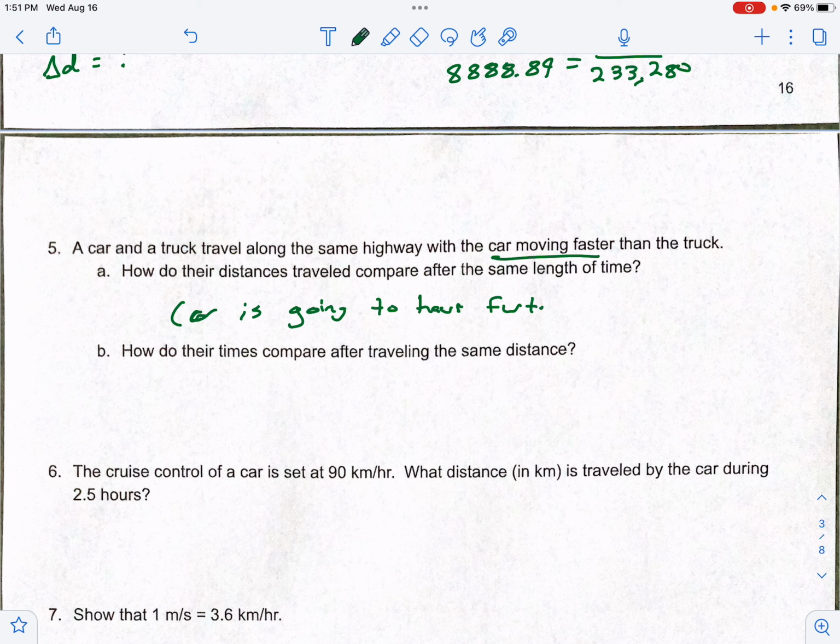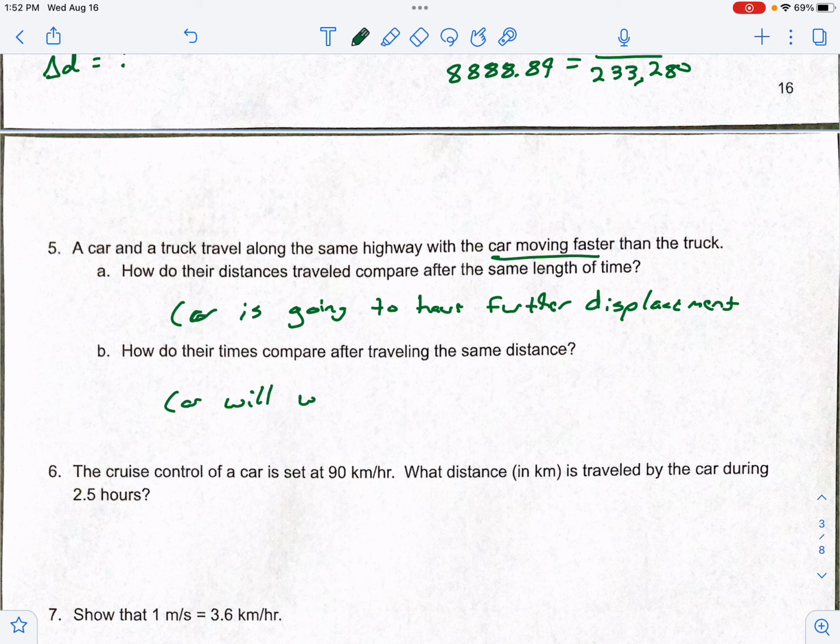So it's going to have further displacement because it has that higher velocity. This is just some conceptual questions when you're thinking about velocity equals displacement over time. And then B, how do their times compare after traveling the same distance? Let's say we did the quarter-mile race, and I want to know what their times look like compared to each other.